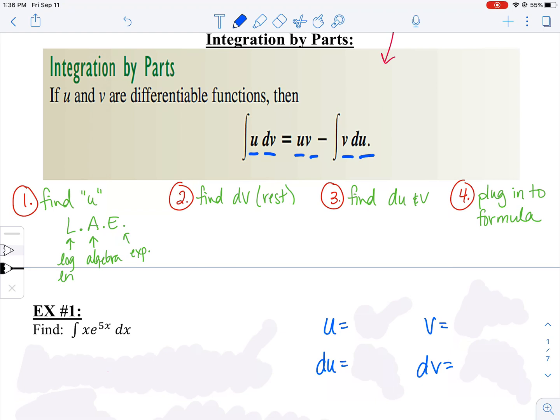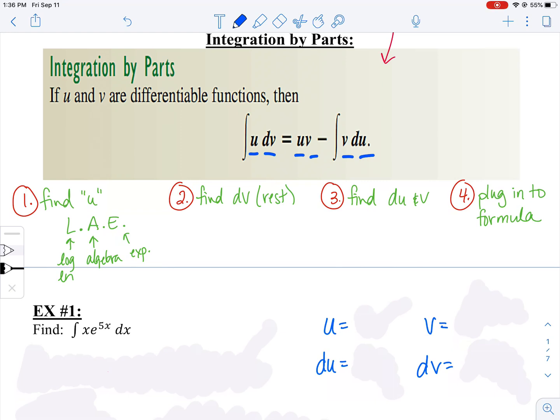If there is no log or natural log, then I can start to use the algebra stuff in my problem. X's, any sort of polynomial with variables, if there's any sort of algebraic expression, that's probably what we're going to call u. If there's no logs, if there's no algebra, then maybe there's some sort of an exponential function or an exponential expression. We'll use that last.